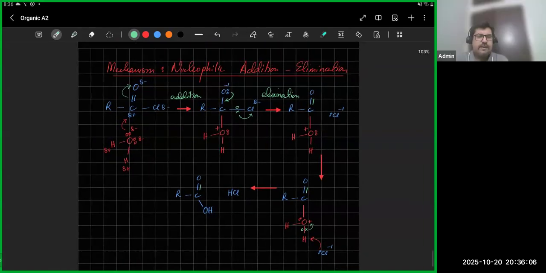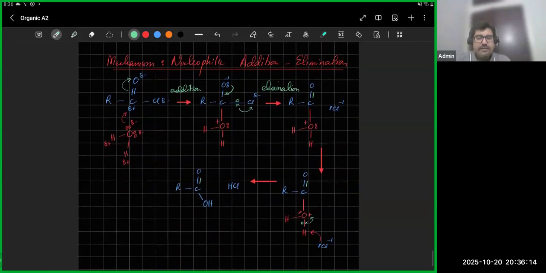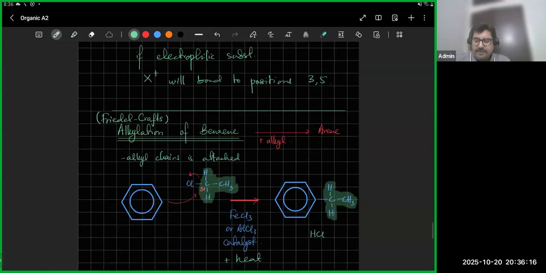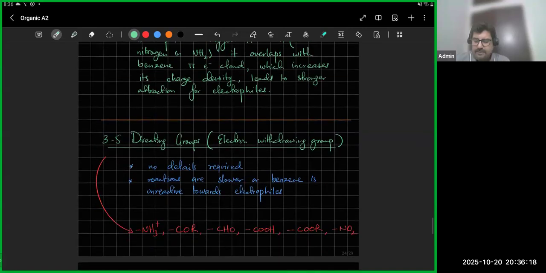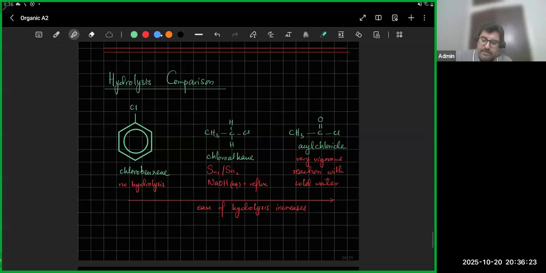So that's all you get. A lot of times you get one big question, and a hydrolysis comparison is always made. So remember, you should be able to identify the halogen compounds, especially chloro compounds.